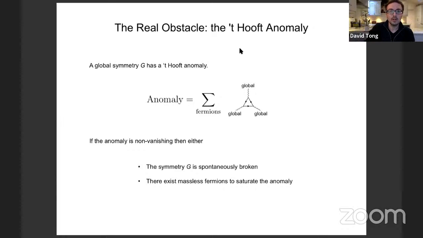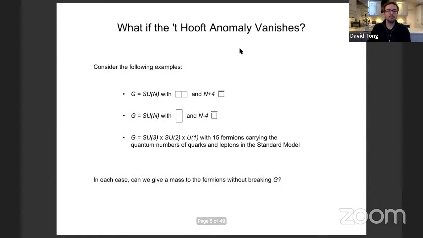Okay, so the question I'd like to ask in this talk is, what if you have a symmetry G where the 't Hooft anomaly vanishes, but it vanishes in an interesting way? And let me give you a few examples. A bunch of massless fermions, with a global symmetry G, with the following matter content will do the job.